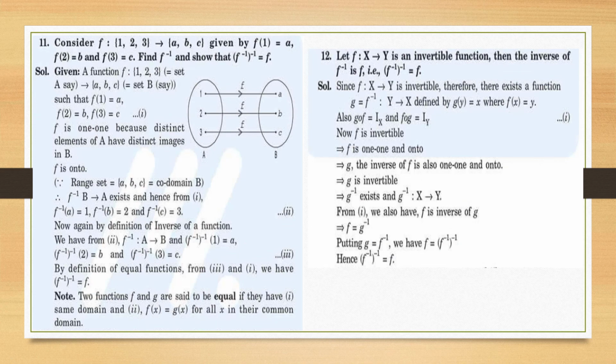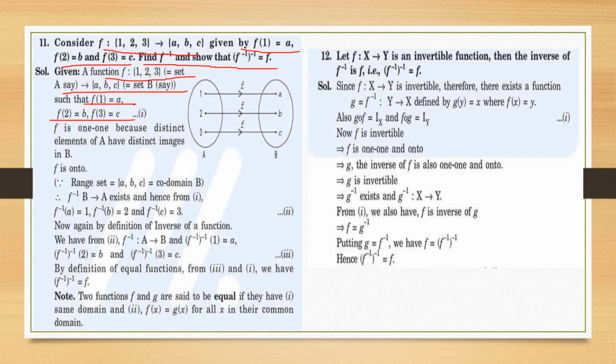Question number 11: consider f, a function mapping from {1, 2, 3} to {a, b, c}, given by f(1) is a, f(2) is b, f(3) is c. Find f inverse and show that f inverse whole inverse equals f. So a function is given, a map from {1, 2, 3}, which is set A, to {a, b, c}, which is set B, such that f(1) is a, f(2) is b and f(3) is c. You can see it represented by an arrow diagram: this is A with 1, 2, 3, and this is B with a, b, c.